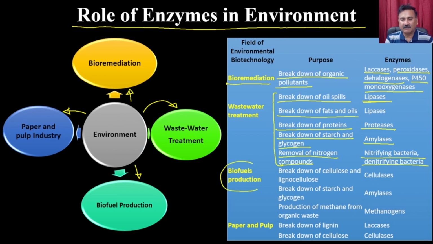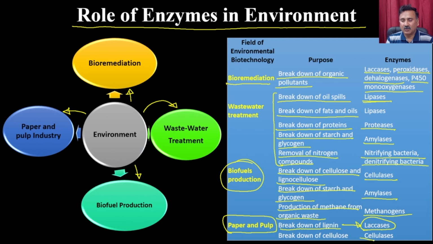Then we have the role of enzymes in biofuel production. You can have the breakdown of celluloses and lignins, the breakdown of starch and glycogen, and the production of methane from organic waste. This is done by different enzymes such as cellulases, amylases, and methanogens. We also have the role of enzymes in the paper and pulp industry, where you can have the breakdown of lignin, catalyzed by the enzyme called lignase, and the breakdown of cellulose, catalyzed by cellulases.